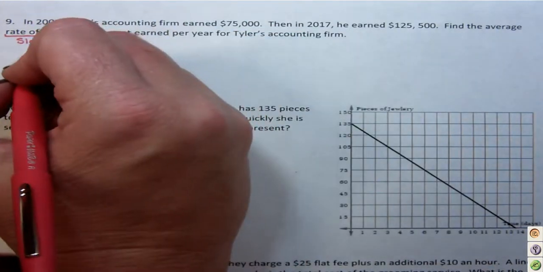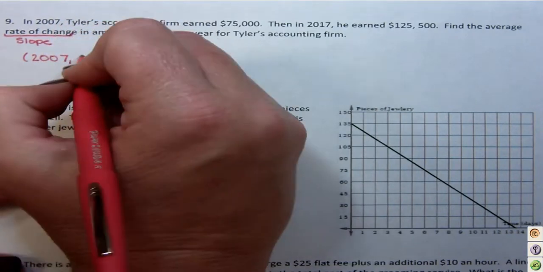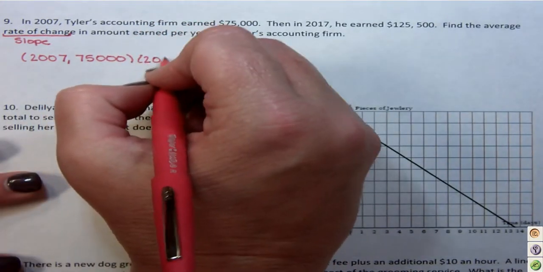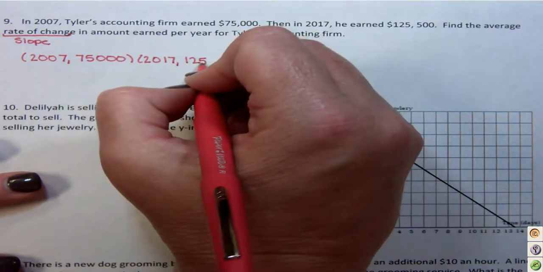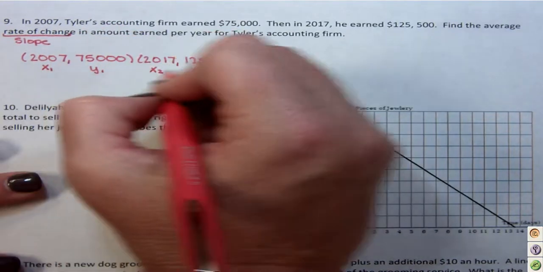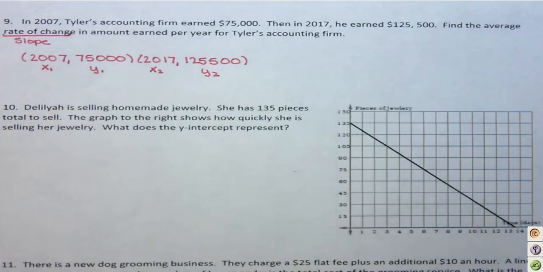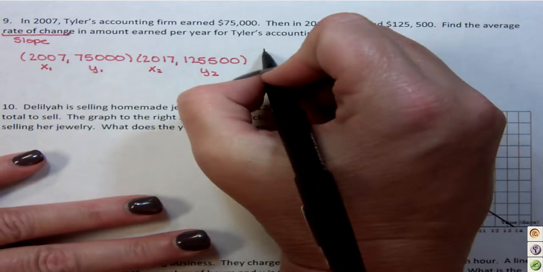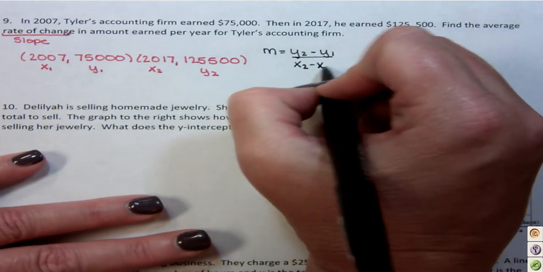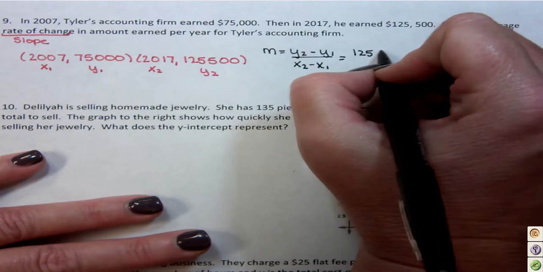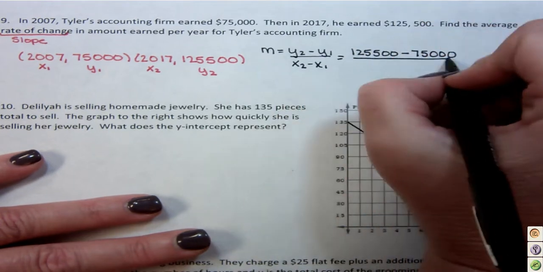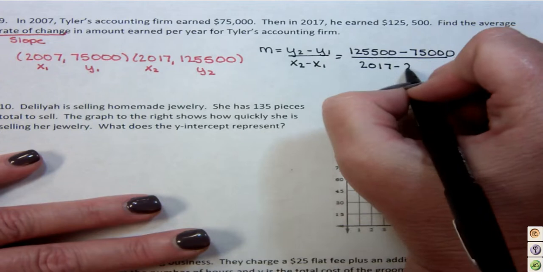So it told us in 2007, his firm earned $75,000. Then in 2017, his firm earned $125,500. Well, now I have my x1, y1, x2, y2. So I can just do my slope formula to find my average rate of change. So I'm going to do y2 minus y1 over x2 minus x1. So I have 125,500 minus 75,000. And then I'm going to do 2017 minus 2007.